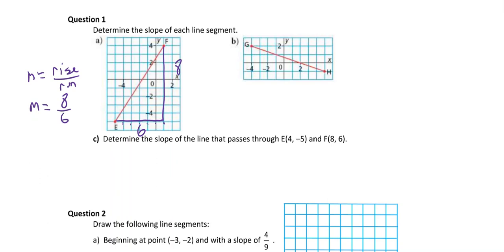So the slope of this would just be 8 over 6. Now we wouldn't leave it that way. We'd like to make it as reduced as we can. So what goes into 8 and 6? 2, so we'll divide them both by 2. So 8 divided by 2 is 4 over 3.